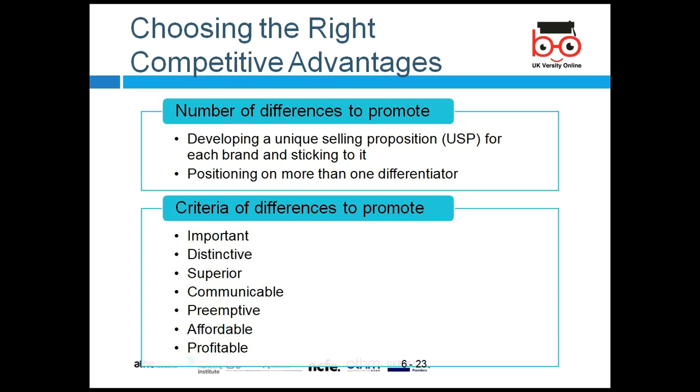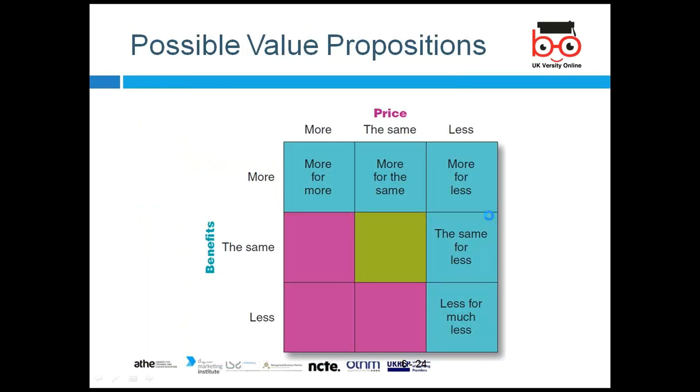So for unique selling points, position on more than one differentiator. The criteria of a differentiator: important, distinctive, superior, communicable, affordable and profitable. Of course, these are the products, and we need to make sure we promote accordingly and use the right media.